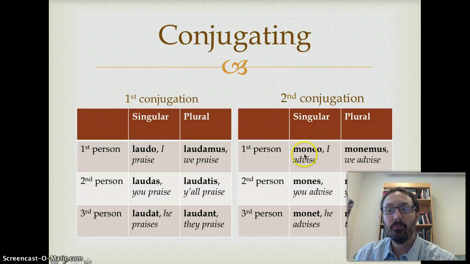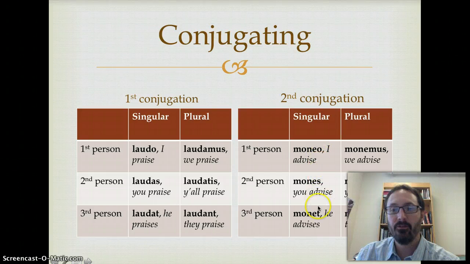A second conjugation verb, like moneo, monere, monui, monitum. Again, we're taking our verb stem, which we got from taking the re off of the second principal part, and we're adding our verb endings, o, s, t, mus, tis, nt. And so we end up with moneo, mones, monet, monemus, monetis, monent.